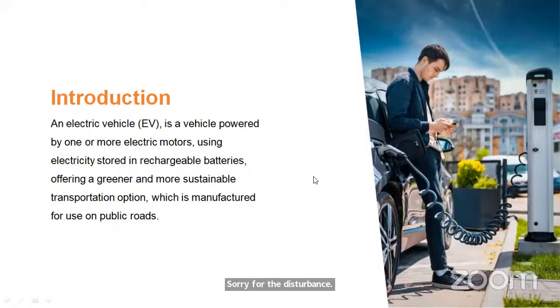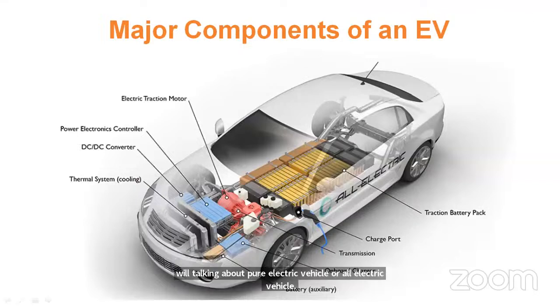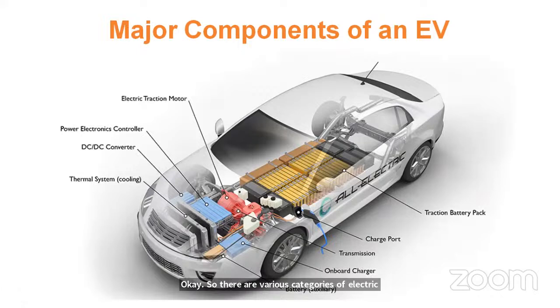So these are all vehicles which are manufactured to use on public roads. Okay, so major components of an electric vehicle. Whenever we talk about an electric vehicle, we are talking about pure electric vehicle or all-electric vehicle. There are various categories of electric vehicles, but whenever we discuss electric vehicle, I mean all-electric or pure electric vehicle.